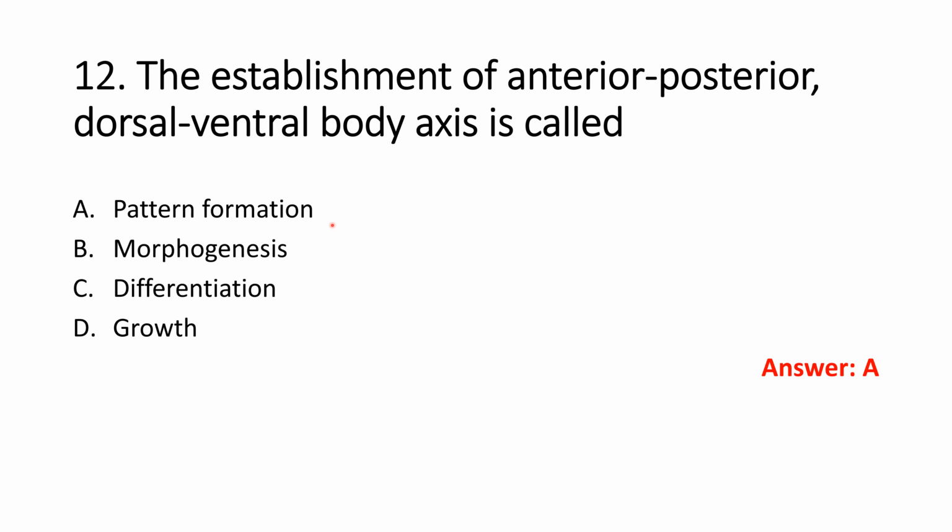Pattern formation refers to the process by which the body axes such as anterior-posterior, that means in common we can call head-tail, and dorsal-ventral, that is back-belly axis, are established during the early stages of embryonic development. This process is crucial for the organization and arrangement of cells and tissues to give rise to the proper body plan of an organism. Next question.